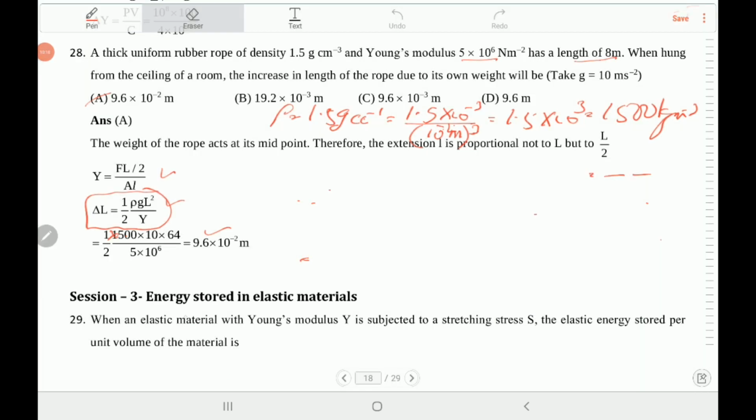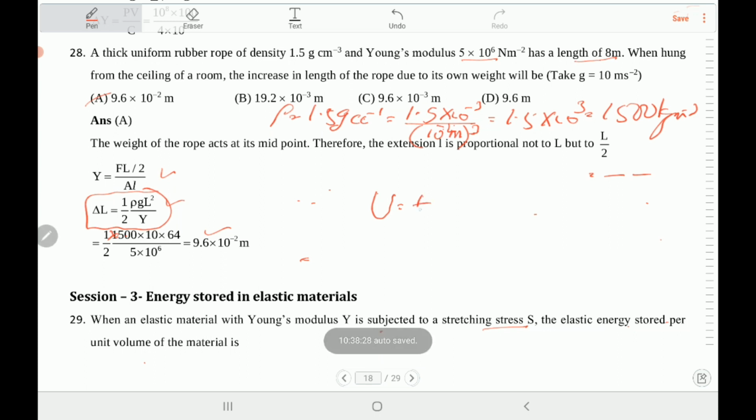Now on energy stored in elastic materials, potential energy actually. Problem 29. When an elastic material with Young's modulus Y is subjected to a stretching stress S, the elastic energy stored per unit volume. I explained what the potential energy stored in a wire is in video 1, last part. You go to that video, watch it again, come back. Remember, note down those relations.